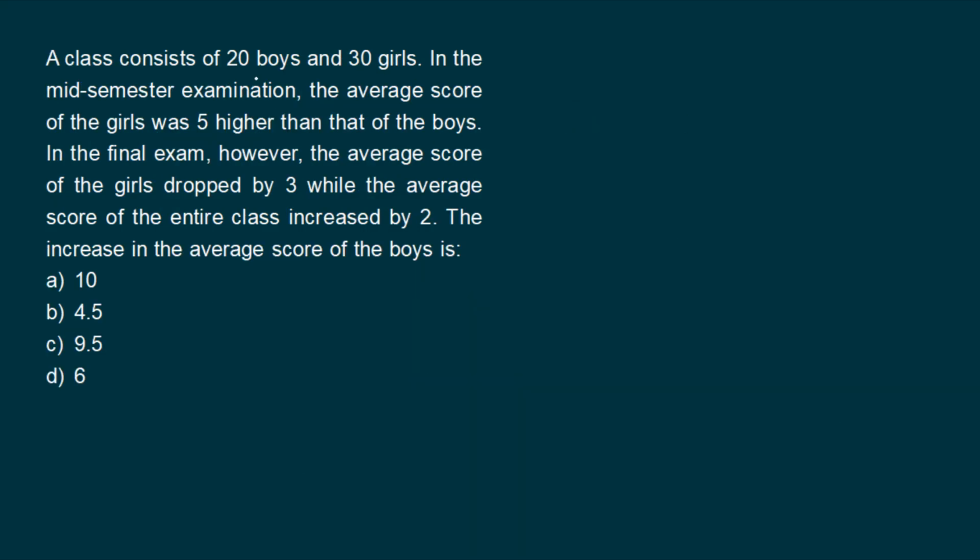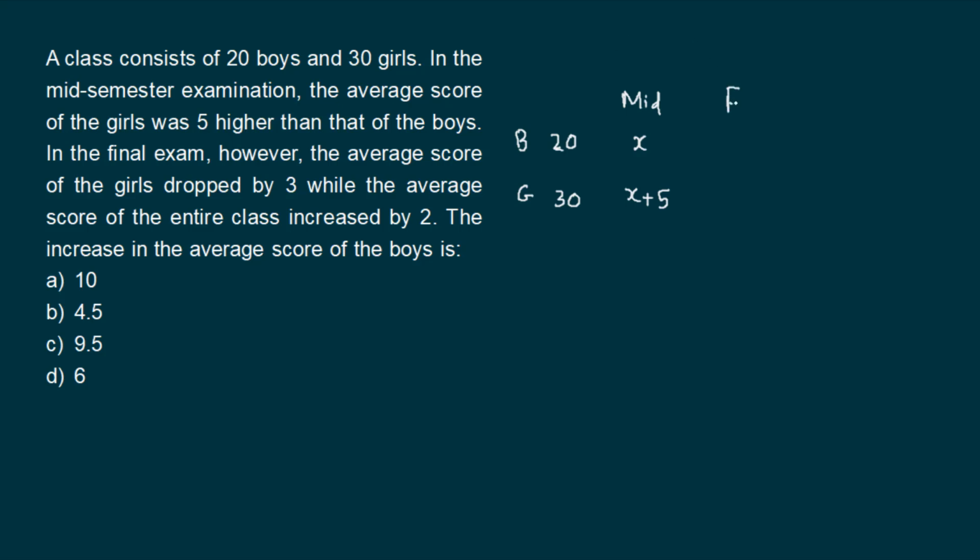A class consists of 20 boys and 30 girls. Boys are 20, girls are 30. In the mid-semester examination, the average score of girls was 5 higher than that of boys. So let's say the average score of boys was x, then girls was x plus 5.